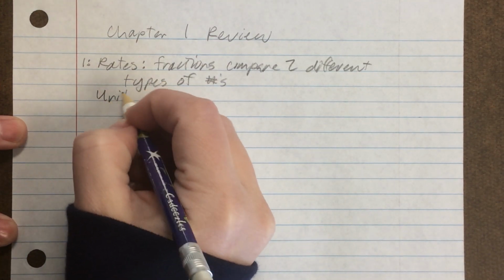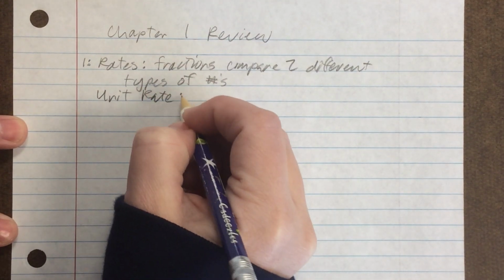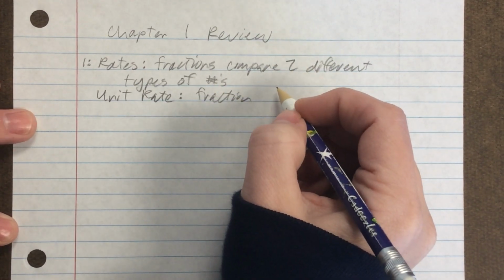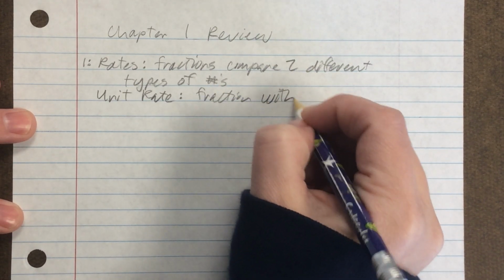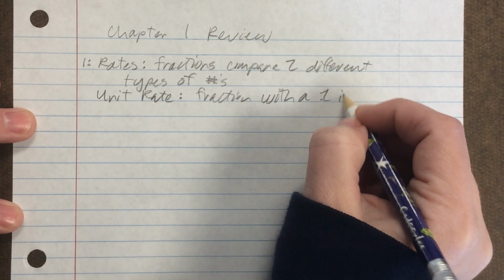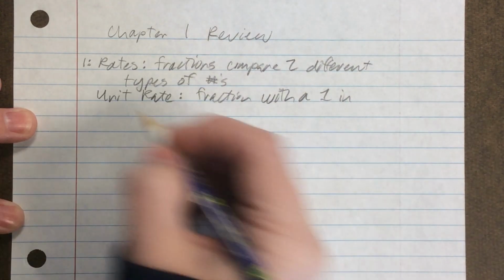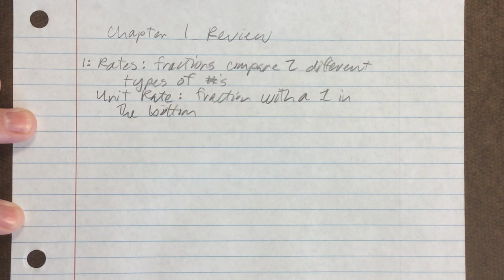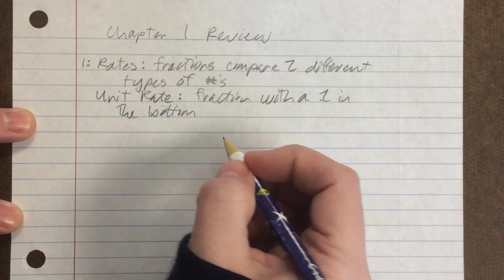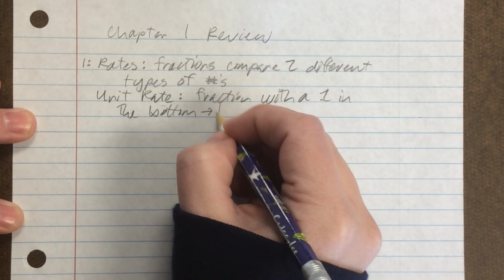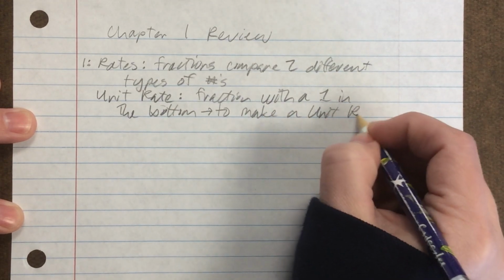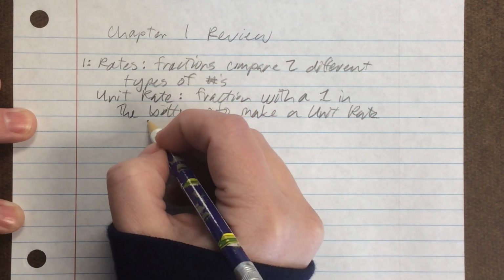And then we have a unit rate, which is a fraction comparing two different types of numbers, but with a 1 in the denominator or bottom. So we're comparing some number to one of something else. Okay, to make a unit rate, do the division.